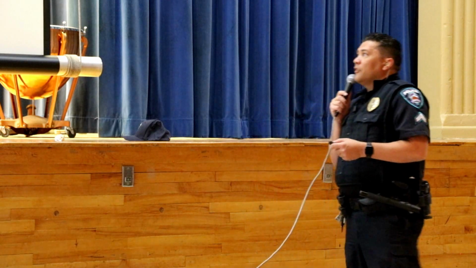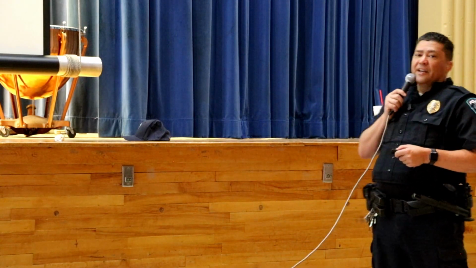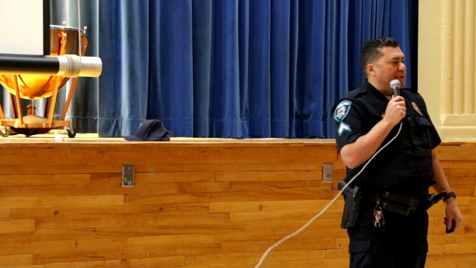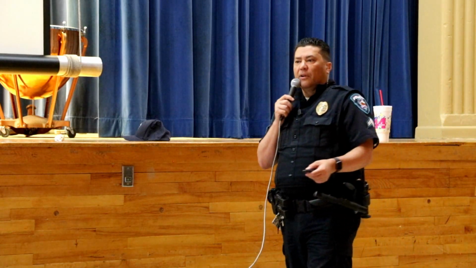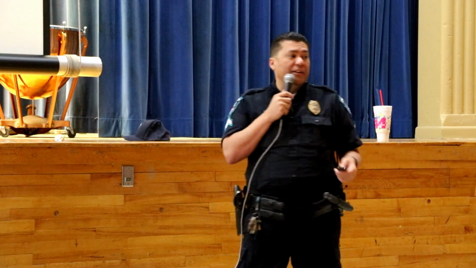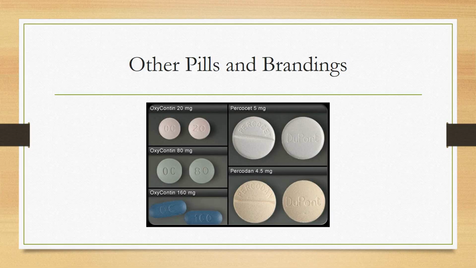Here's some other pills that kids are using. Percocet is probably the only drug, maybe Percodan, that you guys might ever experience unless you become a cancer survivor or a burn victim or an amputee or something like that. See, there are reasons for pain medications. There are reasons for people to get these kind of drugs and use these kind of drugs. These drugs on the left here are 20 milligrams of Oxycontin, 80 milligrams, and 160 milligrams. These are heavy doses of drugs.